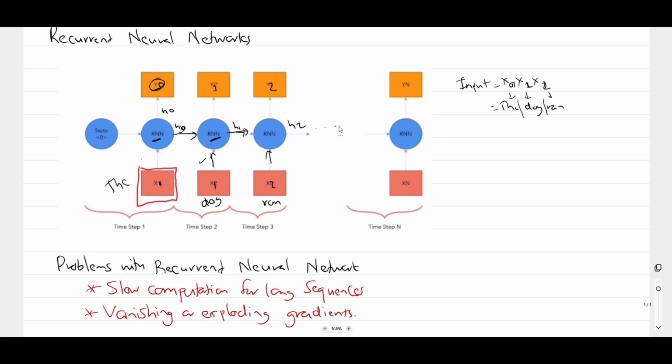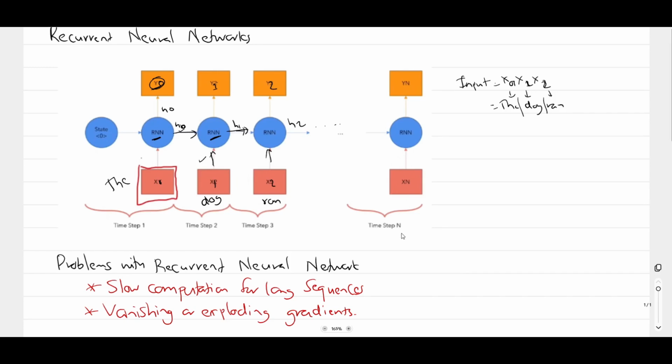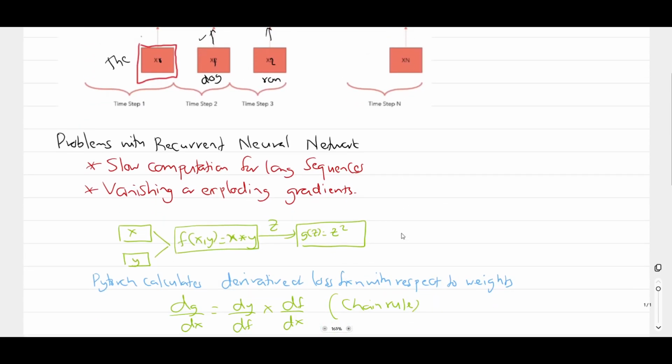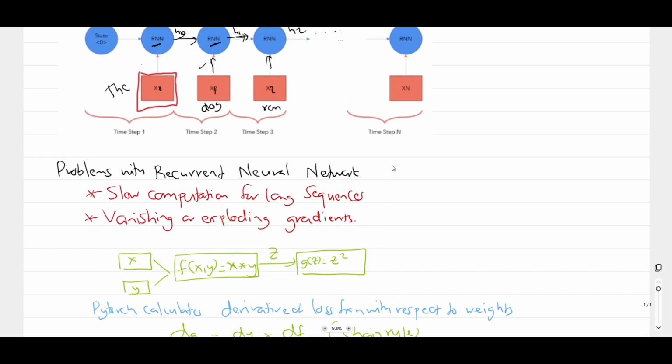Although recurrent neural networks have their innovative memory mechanism, they face three main challenges that can make them difficult to train and deploy effectively for long-term dependencies. The first is slow computation for long sequences.